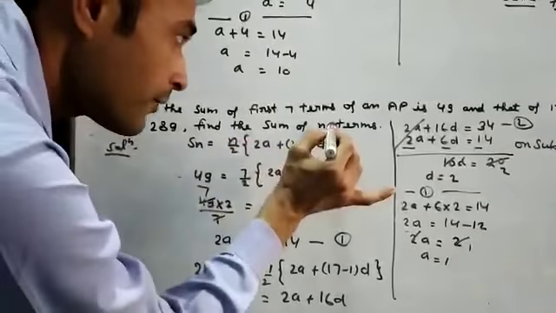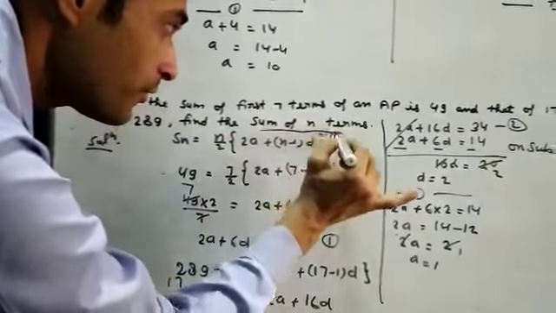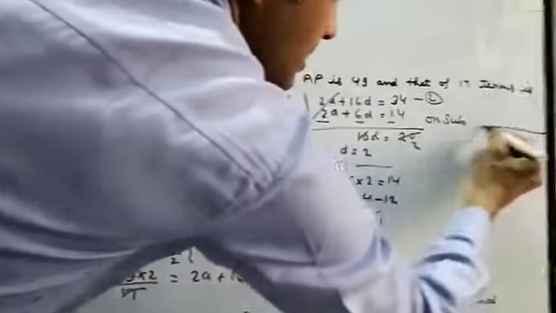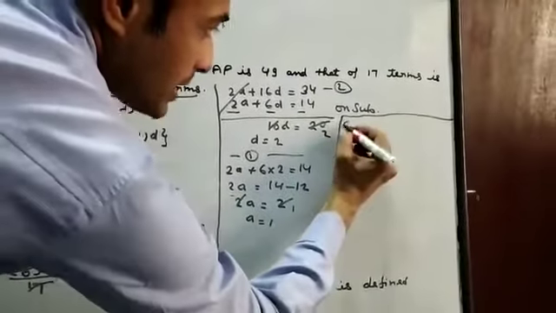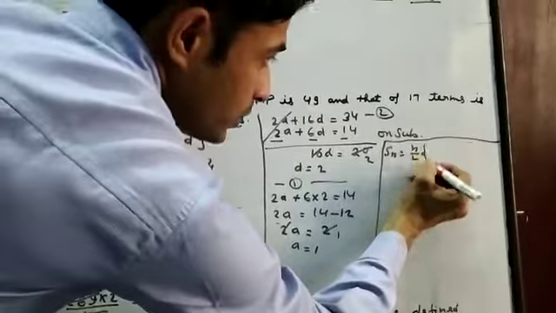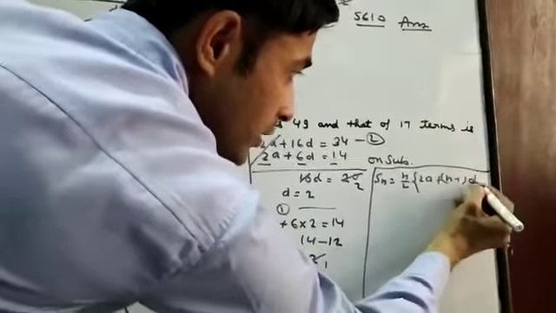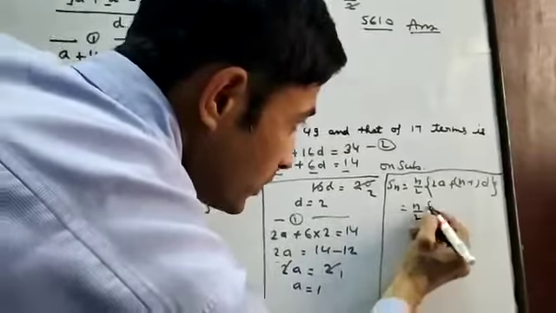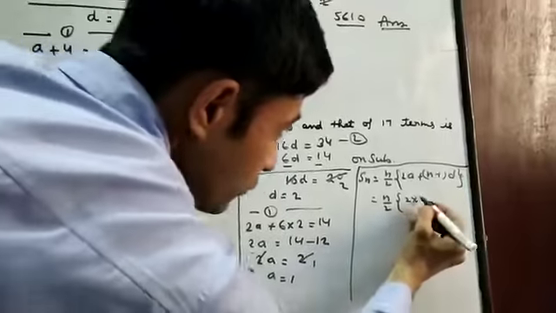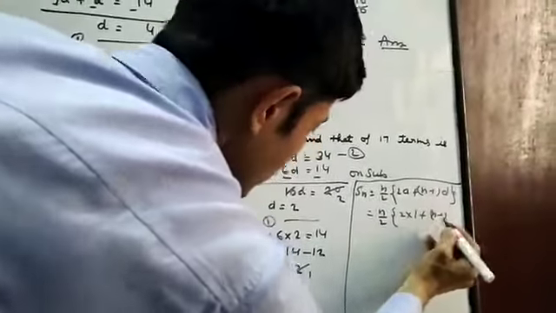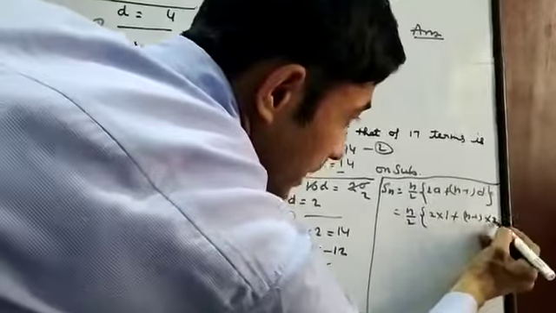After it you have to find the sum of n terms. Means Sn equal to n by 2, 2a plus n minus 1 into d you have to find. N upon 2, A is 1, n minus 1, your d is students 2.